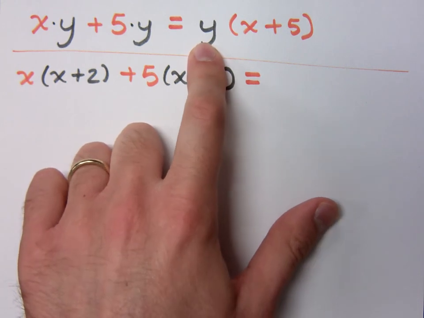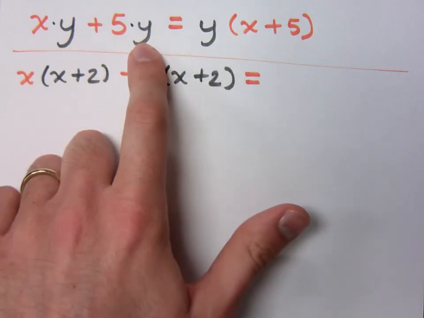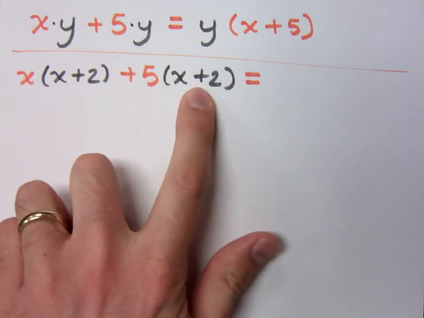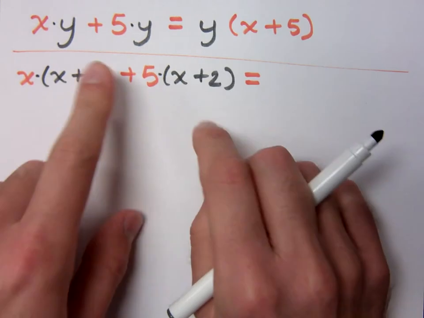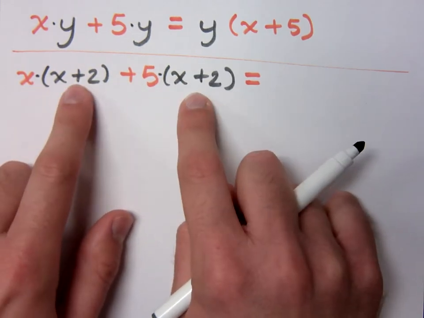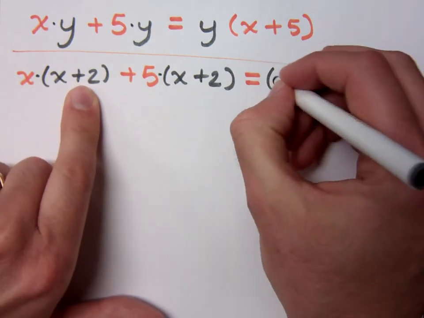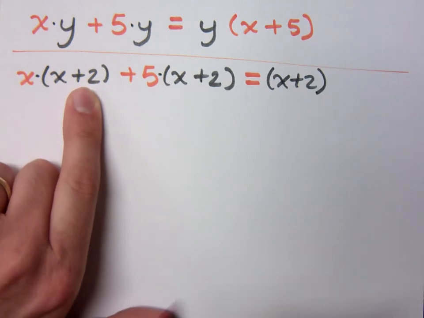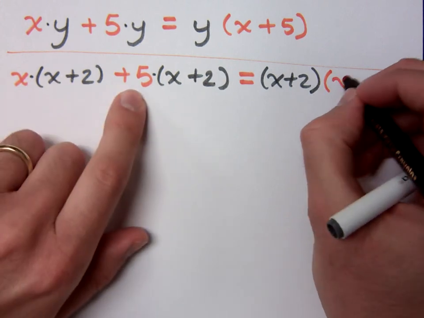Here's the thing. Common factors don't have to be single terms like this. Common factors can be groups. Because you see here in this big piece and this big piece, there's a common factor of x plus 2. So I can factor out the x plus 2, and then what would I have left? I would have x plus 5.